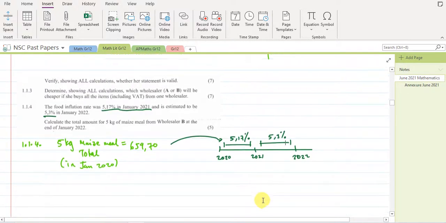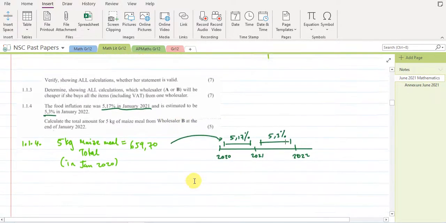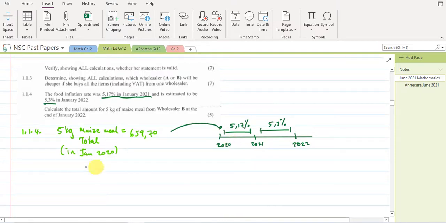Let's calculate it. 5 kg maize meal from wholesaler B. Correct. Now remember the price end of January 2021 is now equal to 659,70 times. Now remember this is 5.17%. So don't say 5.17%, because remember that 659 rand and 70 cents will rise by 5.17%.